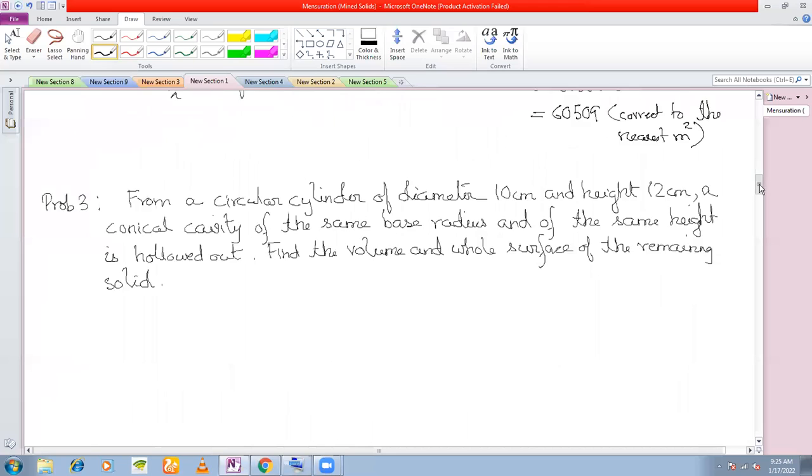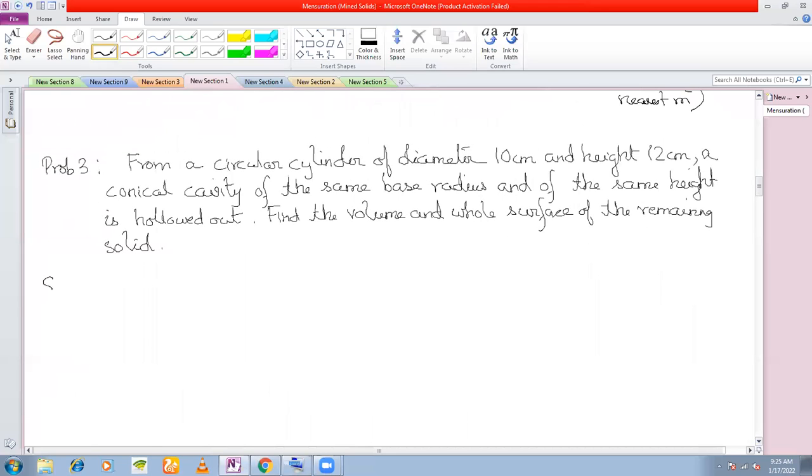Let us see the next one. Okay. From a right circular cylinder of diameter 10 centimeter and height 12 centimeter, a conical cavity of the same base radius and of the same height is hollowed out. Find the volume and the whole surface area of the remaining solid. So this is what it looks like. This is your cylinder.